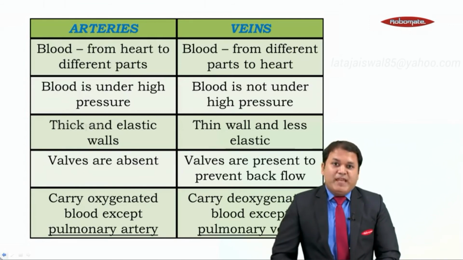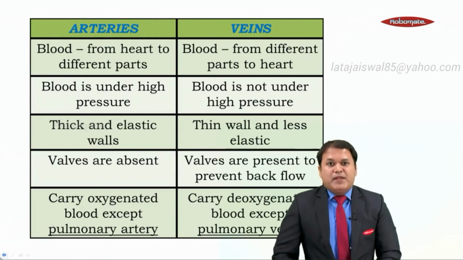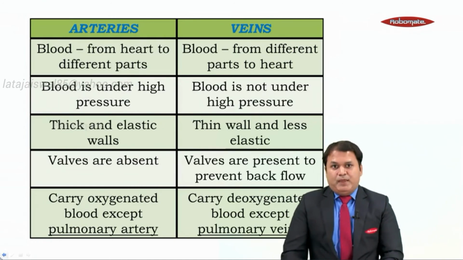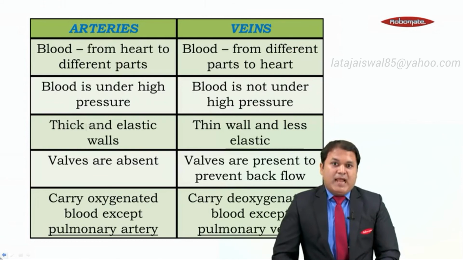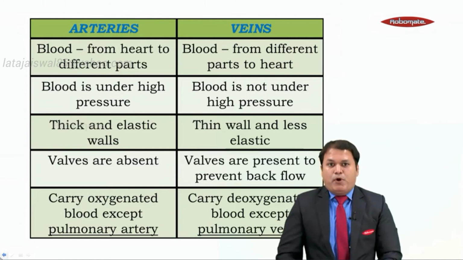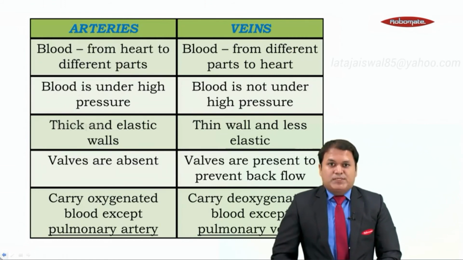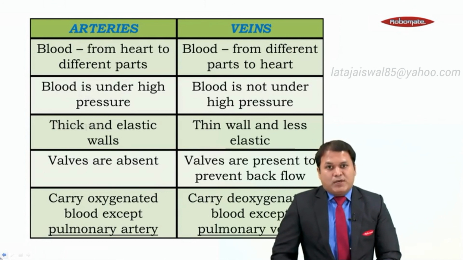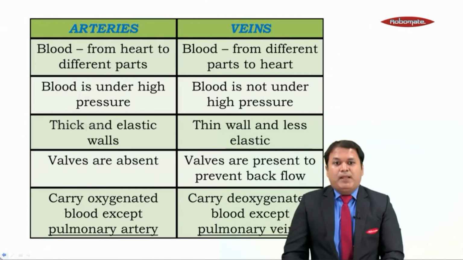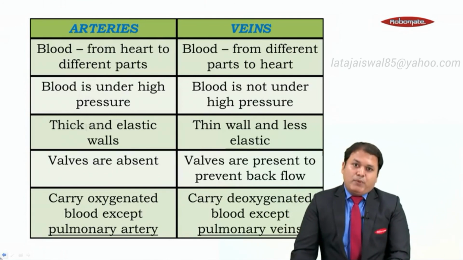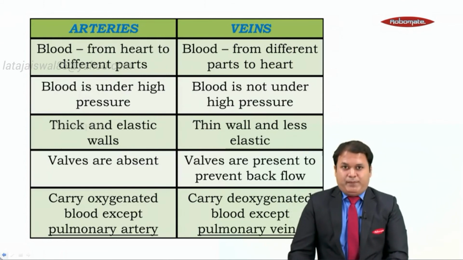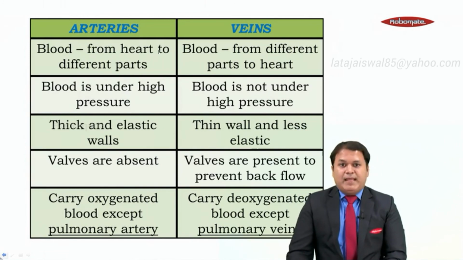Now one very important point to note here is that all the arteries of the body carry oxygenated blood except the pulmonary artery. We saw that the pulmonary artery leaves the right ventricle carrying deoxygenated blood to the lungs. So this is the only exception in the body, the artery which carries deoxygenated blood. Remaining all arteries carry oxygenated blood. Similarly, all veins of the body carry deoxygenated blood except pulmonary veins. Pulmonary veins are the only veins which carry oxygenated blood from the lungs to the left atrium of the heart. Remaining all veins carry deoxygenated blood.